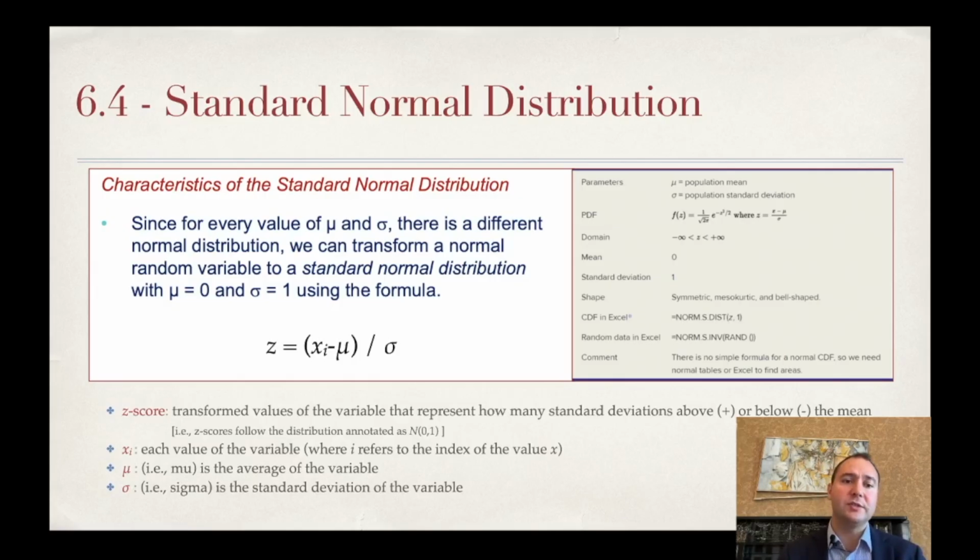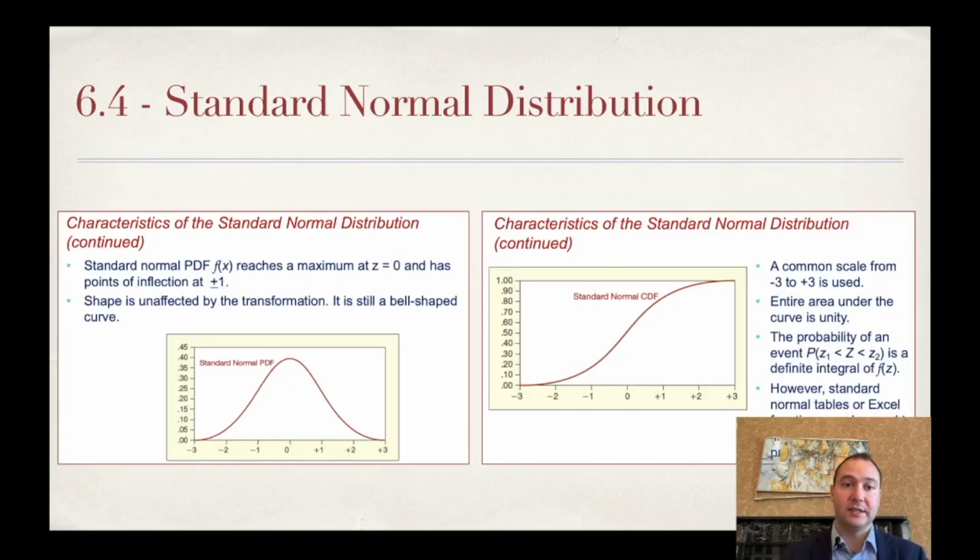A z-score is just a transformed value of the variable that represents how many standard deviations above or below the mean. All right, so this is just the same as a normal distribution where mu is 0 and sigma is 1. So what are the characteristics of a standard normal distribution? Well, the mu, the mean, is 0 and the sigma is 1.